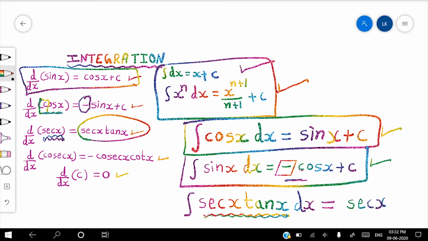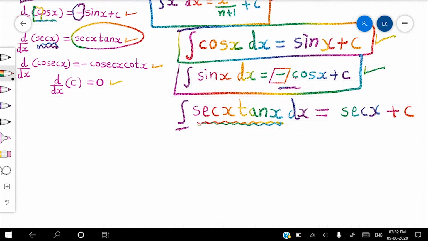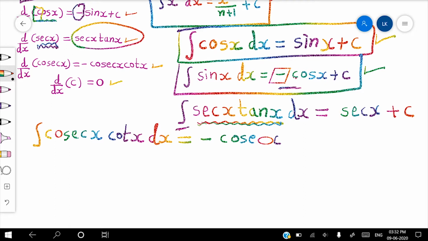And you know that whenever we are writing the answer of integration, in answer always you have to write plus c, any arbitrary constant. And the last formula, integration of cosec x into cot x dx equal to, what is the answer? Minus cosec x plus c.